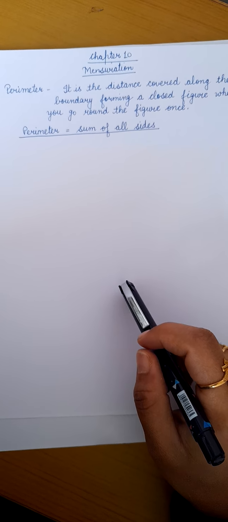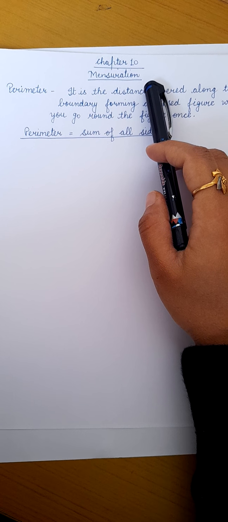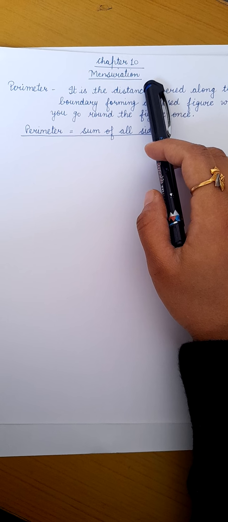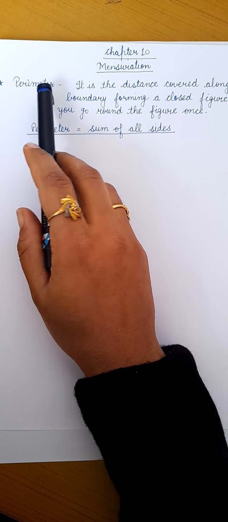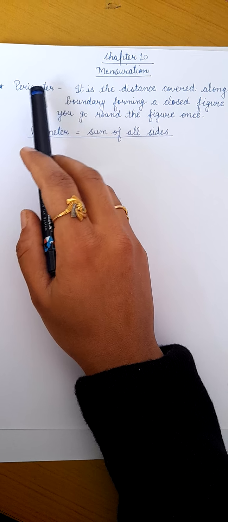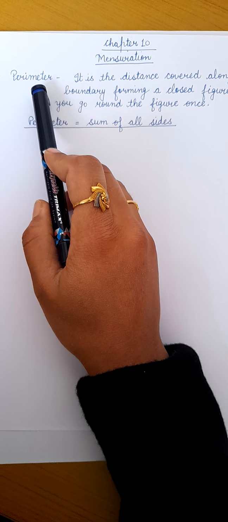Today we are going to revise our chapter number 10, that is related to mensuration, means measurement. Measurements of different 2D shapes, two-dimensional shapes. First of all, we will learn how to find the perimeter of these shapes. So before that, we should understand what is the meaning of perimeter.